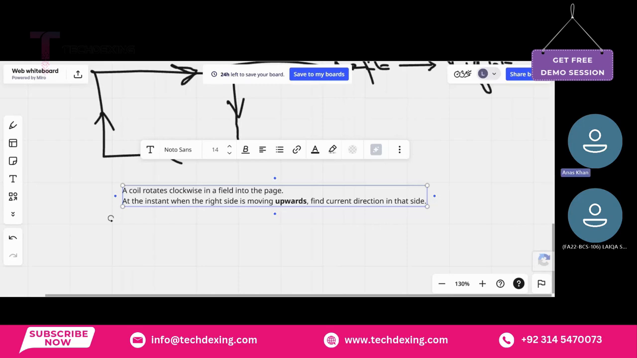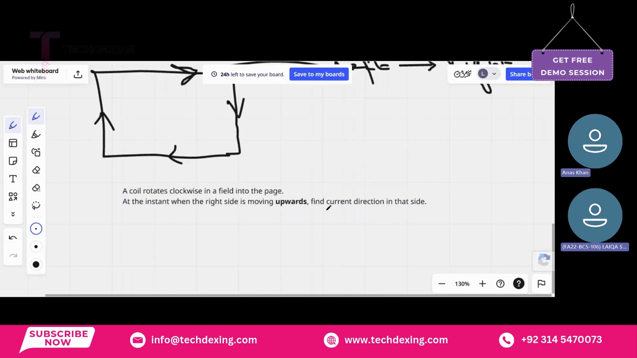First, the field is into the page. Which three things are given? We have to find the current. We are given the magnetic field, and the motion, which is moving upwards. Okay.